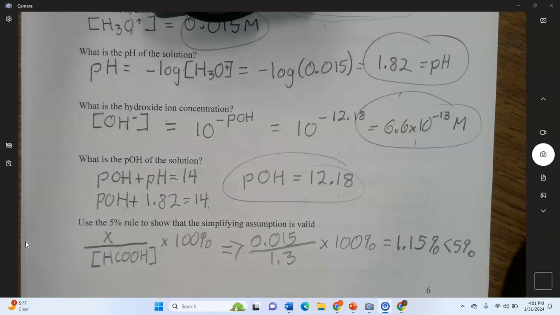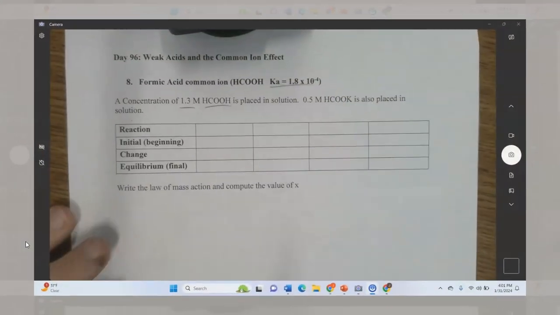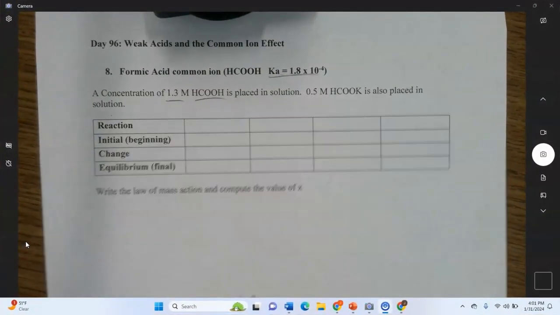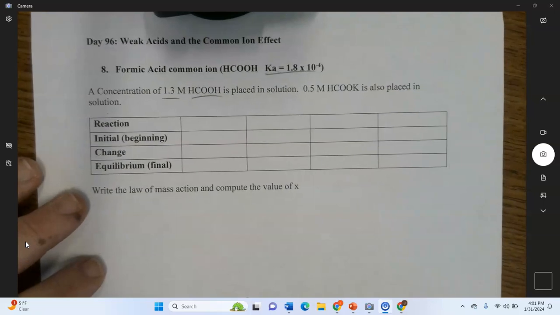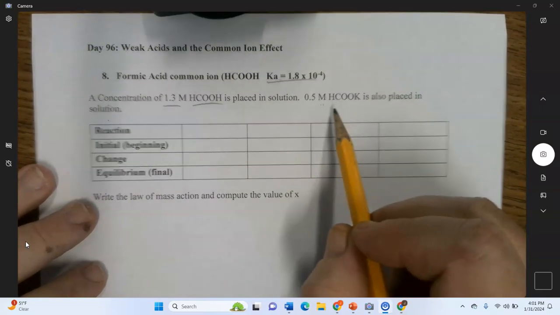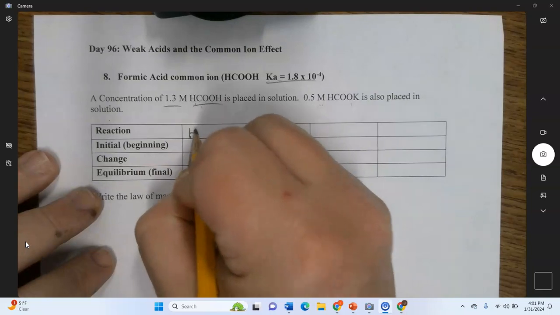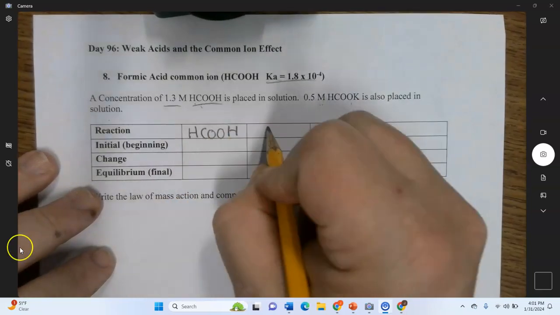Now we're going to do the same acid, same concentration, but with a common ion, okay? All right, so problem 8. Everything's the same concentration of formic acid, same Ka value. That's fixed for formic acid at 25 degrees. That doesn't change. It's a number you can look up in your textbook or on Google for formic acid. But now we are going to add a basic salt. So it's a common ion. So let's look at what this reaction is with formic acid. It's the same one it was on the last problem.